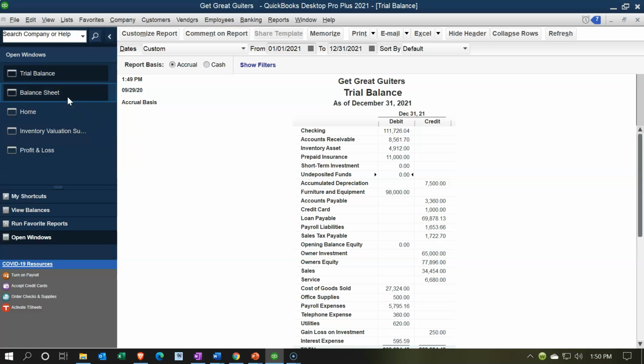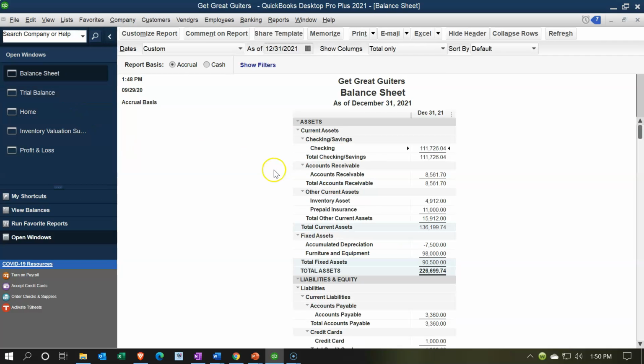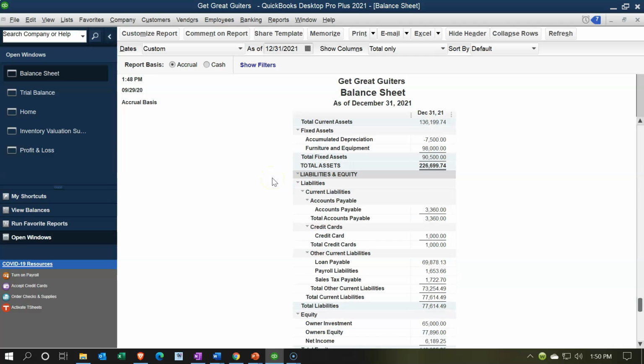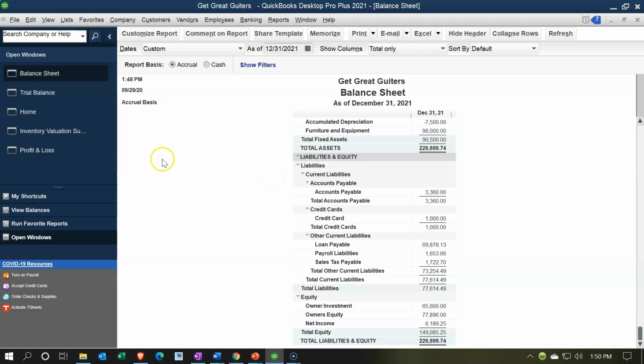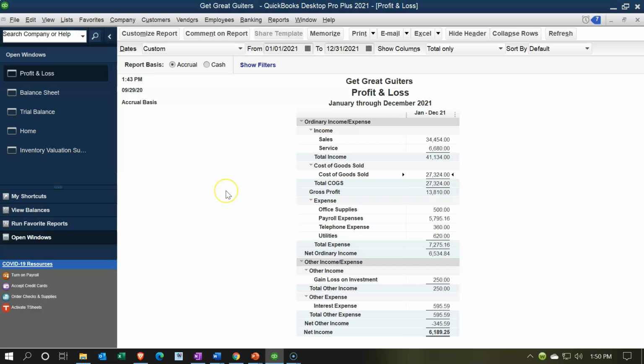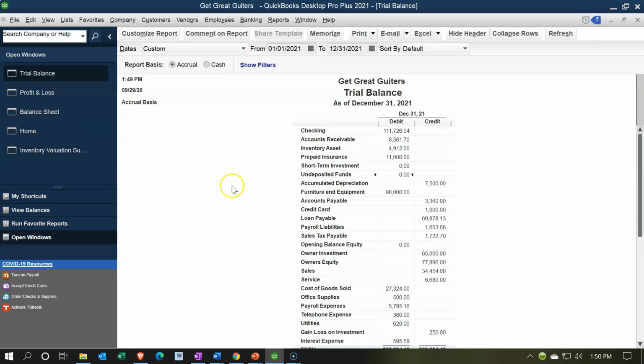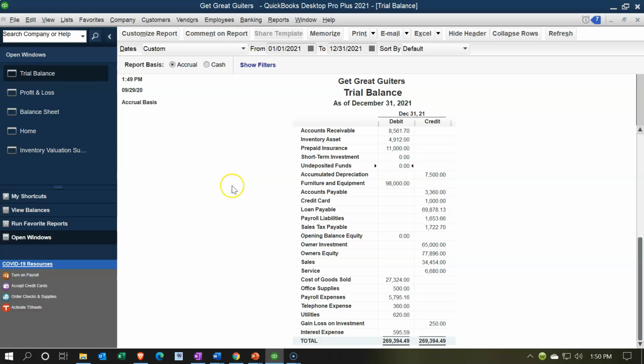If you're working along with the practice problem, want to check your numbers, here's the balance sheet. So you can check your numbers on the balance sheet. And then the profit and loss or income statement. This is where we're standing at this point in time. And then if you want to check your numbers with the trial balance, which I think is the easiest way to do so, here is where we are on the trial balance.